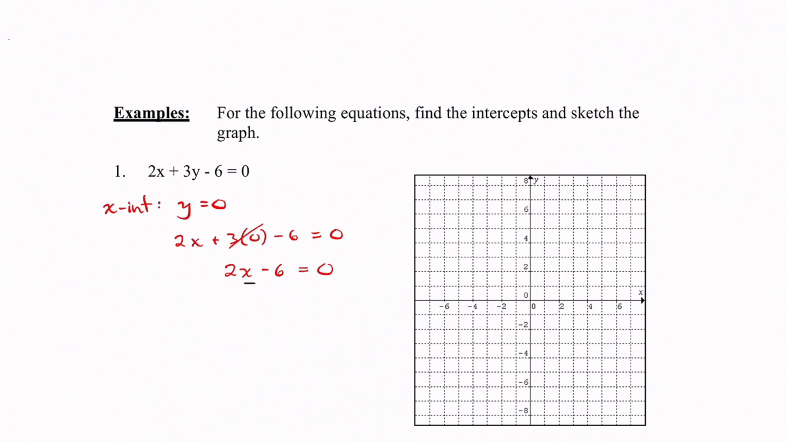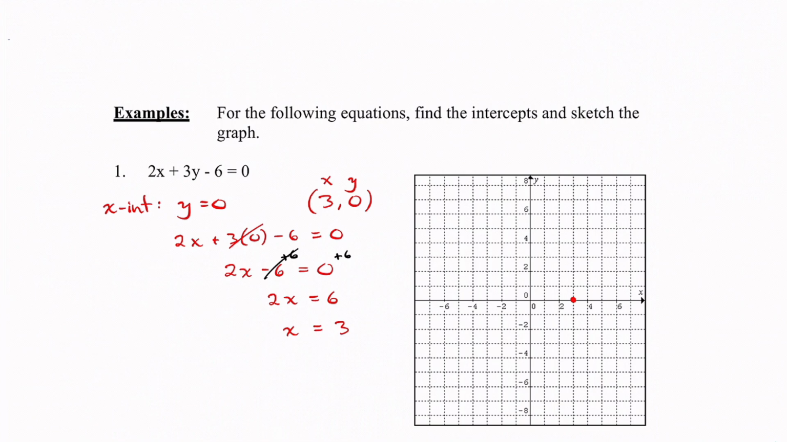So I want to get this x here by itself. So I'm going to add 6 onto both sides. These will cancel, and then I've got 2x equals 6, and then divide both sides by 2, and you're going to get x equals 3. So this just gave us the x-intercept of 3, and that's when y is 0. Remember, it goes x and then y. So let's plot that point on our graph. We're going to go over to 3 and then 0 up or down.